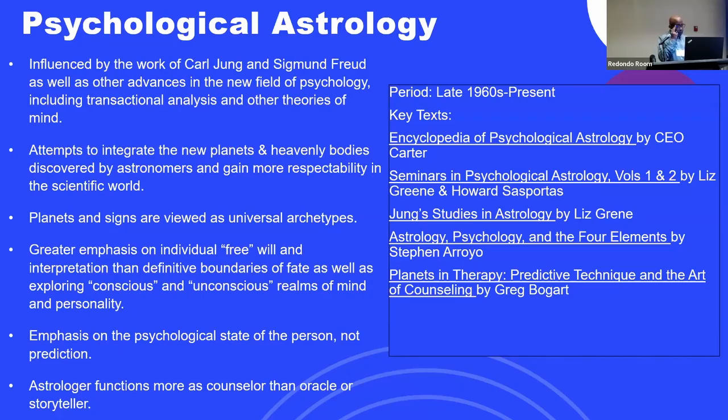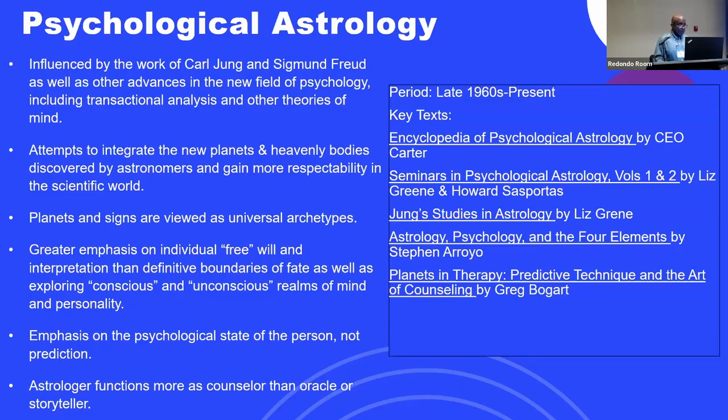Planets and signs were viewed as universal archetypes. Was that true? Well, I mentioned that in Babylon and Egypt, they were more described as gods and related to actual personages, or spirits, as in the Islamicate and medieval era. There was a greater emphasis on individual free will and an interpretation in definitive boundaries of fate, as well as exploring something called the conscious and unconscious realms of mind.